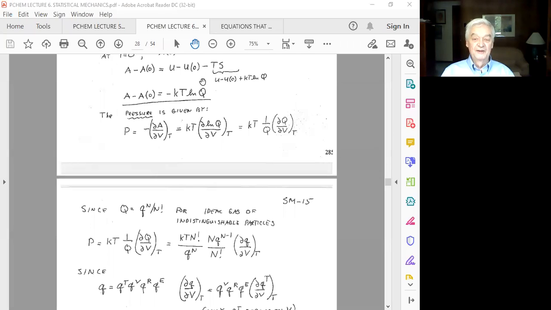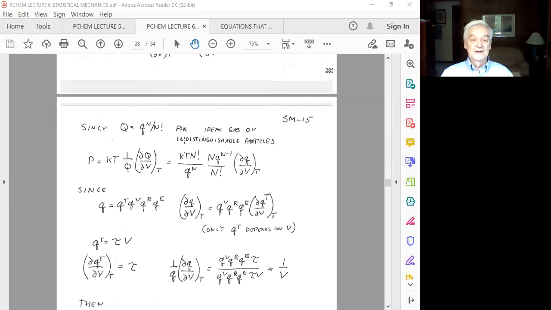Anyway, so maybe you knew the relationship between pressure and the Helmholtz function. The partial derivative of the Helmholtz function with respect to volume at constant temperature is the definition of the pressure. And so if we put this together using this term right here, we get the kT in front, and then we get the derivative of the log of Q. And the derivative of log, of course, is 1 over Q times the partial derivative of Q with respect to V.